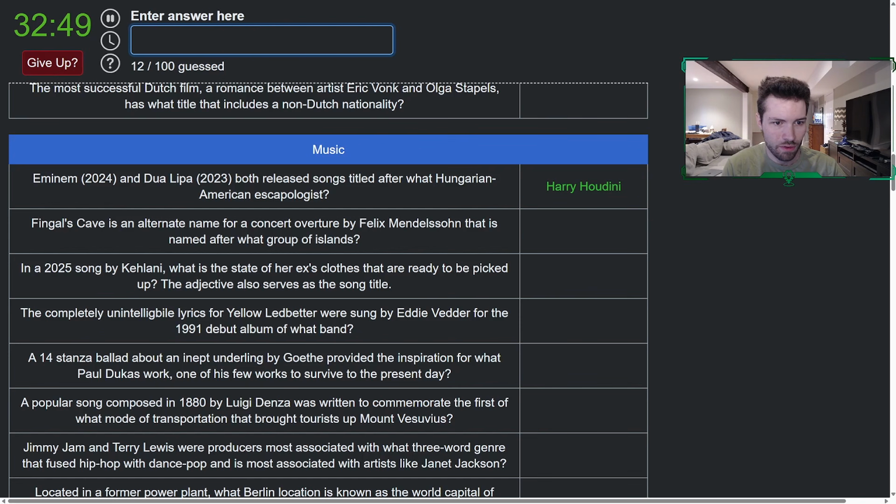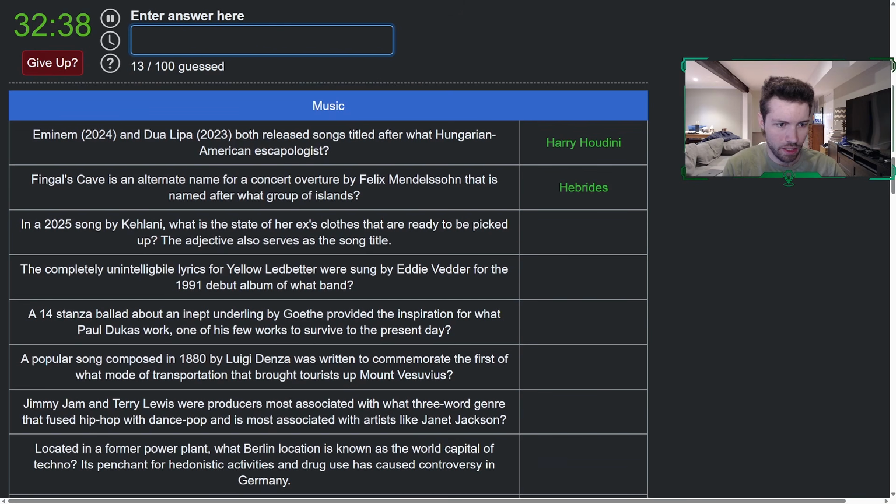Fingal's Cave is an alternate name for a concert overture by Felix Mendelssohn that is named after what group of islands? I believe it's the Hebrides Overture. In a 2025 song by Kehlani, what is the state of her ex's clothes that are ready to be picked up? The adjective also serves as the song title. What? Dirty. The state of her ex's clothes. Nasty. It's abandoned. I don't know.